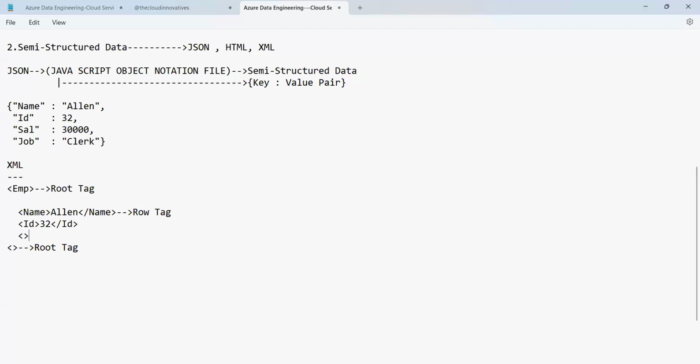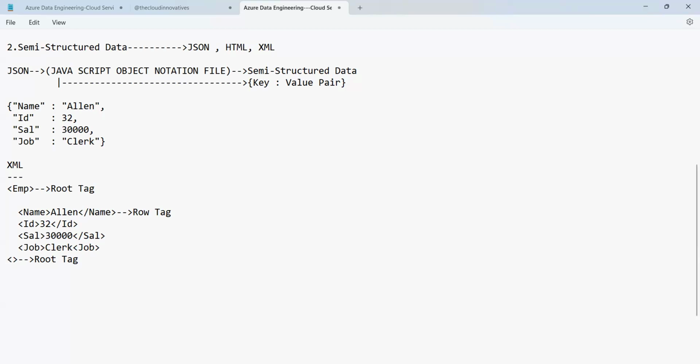Again, the next row, guys. So here I'm using the next row as salary. Opening sal and closing sal. Between this opening and closing sal, 30,000. And finally, what should you have, guys? Job. Opening job and closing job. That's it, guys. Finally, the whole data is written here.